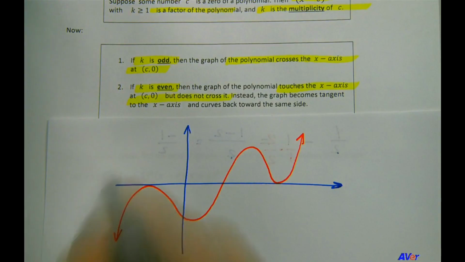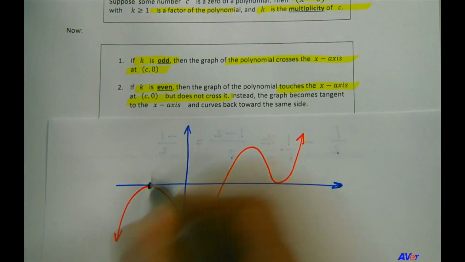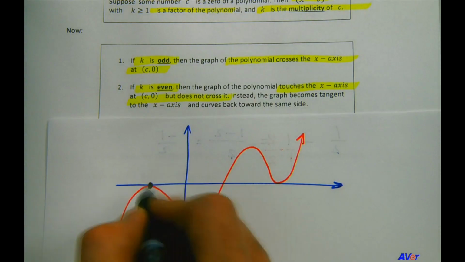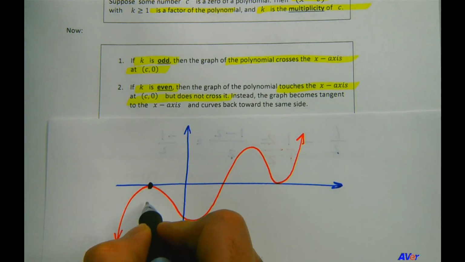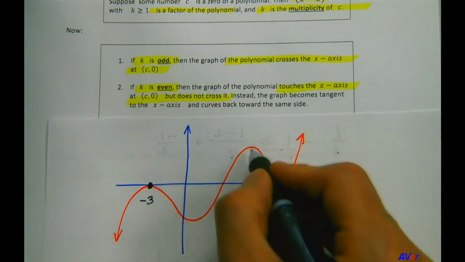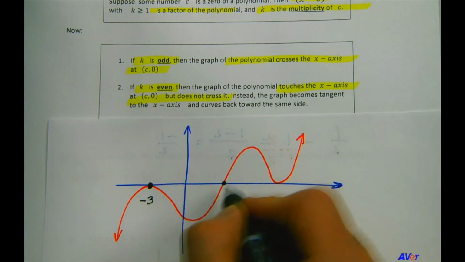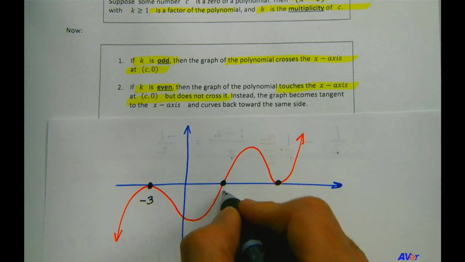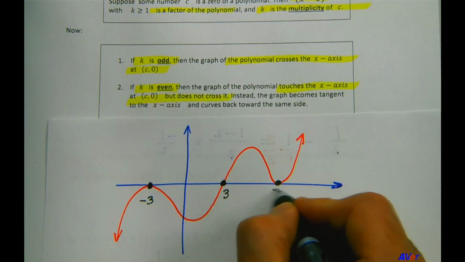Then notice at this point, the polynomial has, let's call it, say, negative 3. Right? And let's call this point, these are all zeros of the polynomial, right? X-intercepts. These are all zeros of the polynomial. Let's call that 3, and let's call this 7.